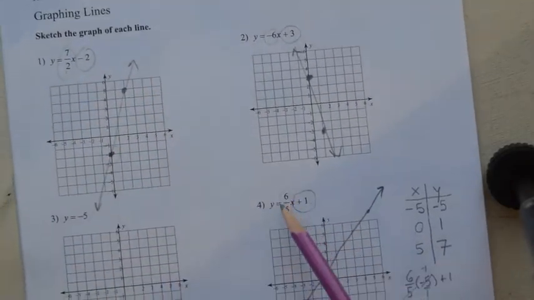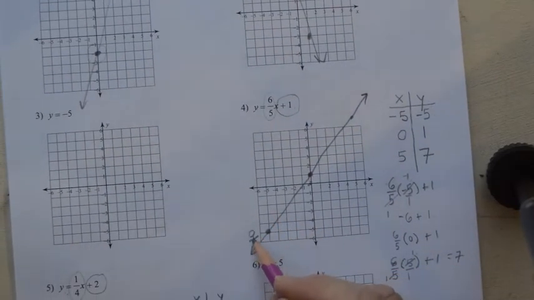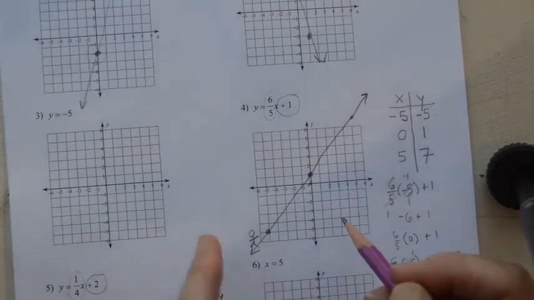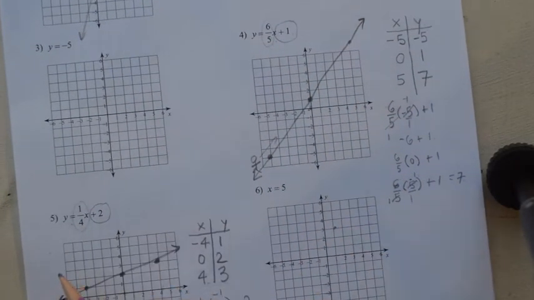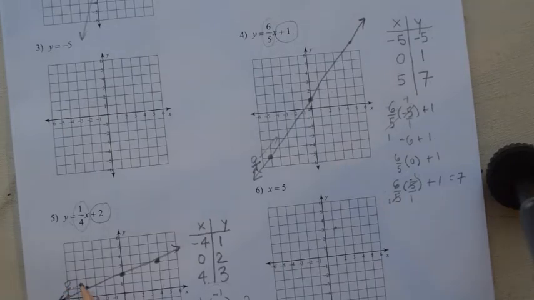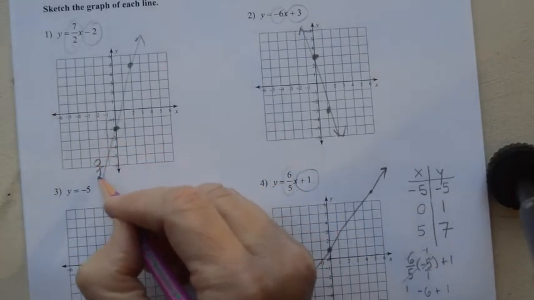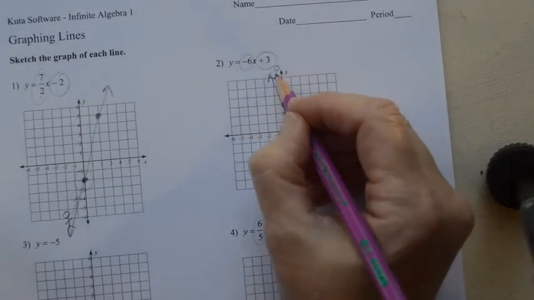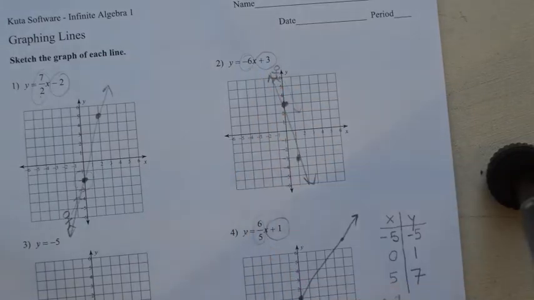So notice these three that were positive were all rising as you go from left to right. Imagine yourself on this line and you're walking from the left to the right, just like you read a book, always go left to right, and I'm going up, and that's positive. Here, if I put myself to the left of the line and I walk, I'm going up, positive. Same thing with number 1. If I put myself on this line and I walk from the left to the right, I'm going up. This one, as I put myself on the left side of the line and I walk to the right, I'm going down. Notice that's the only one that has a negative slope, or a negative number in front of there.